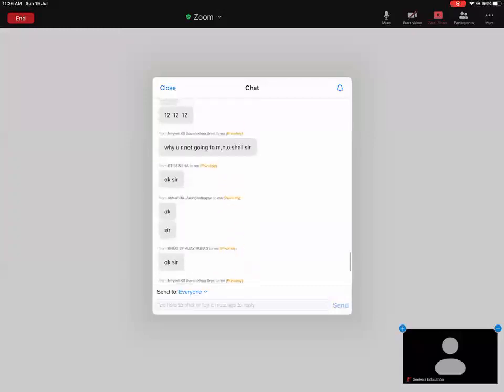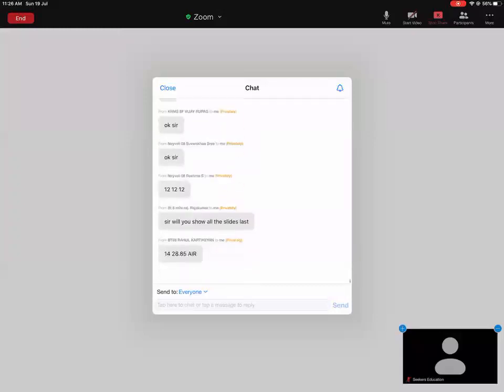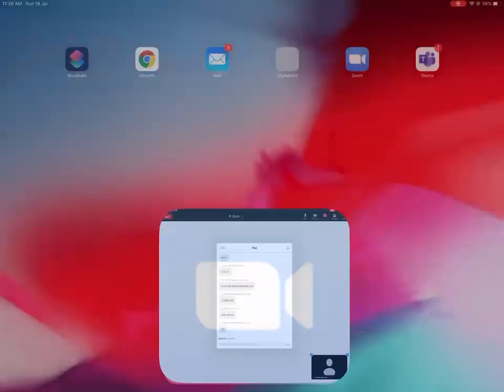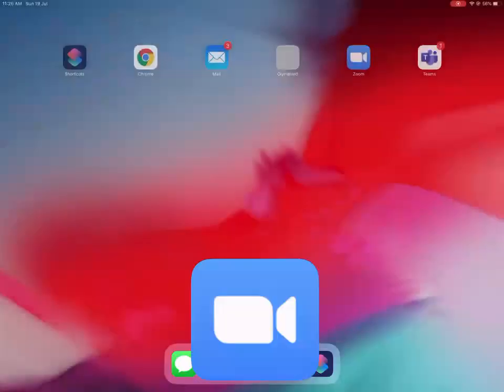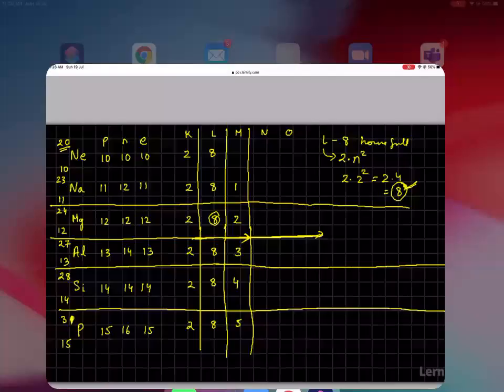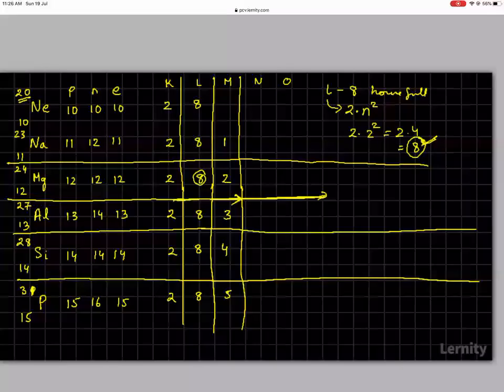Okay. So am I clear? Yes. Okay. So these are the electronic configurations of the different elements so far. Like this, we have to slowly go all the way up to 40. So please write the name of the elements.